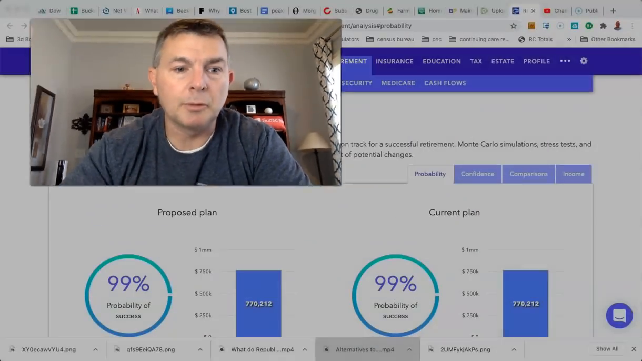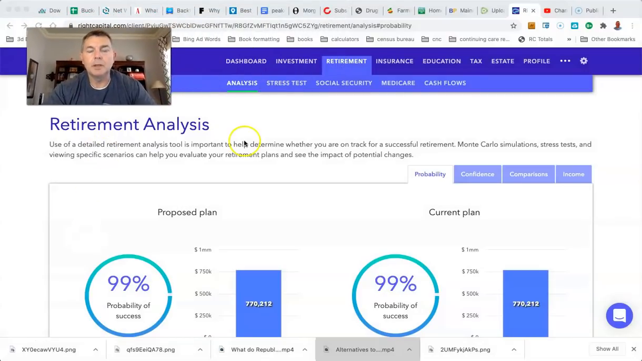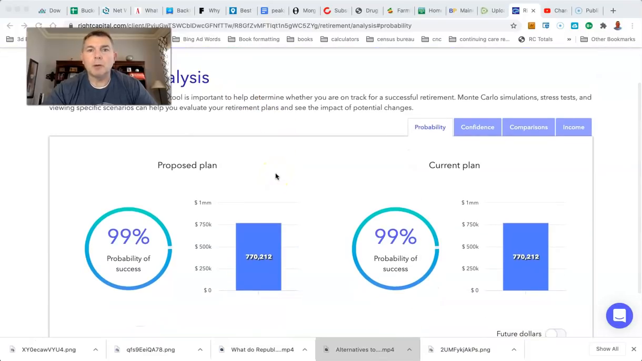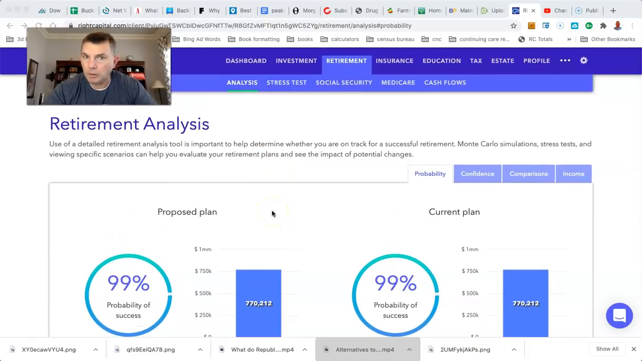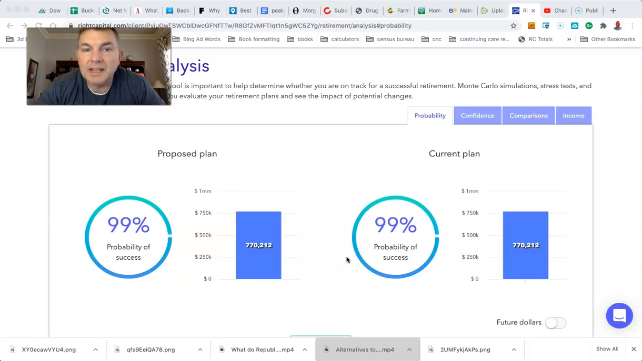So we'll use our sample client. We've got Tim and Kim sample here. All right, so here's what he's talking about. This is the Monte Carlo. Right here you see it says $770,000 for the proposed and current plan. They're the same. That is the end of life amount on the median.